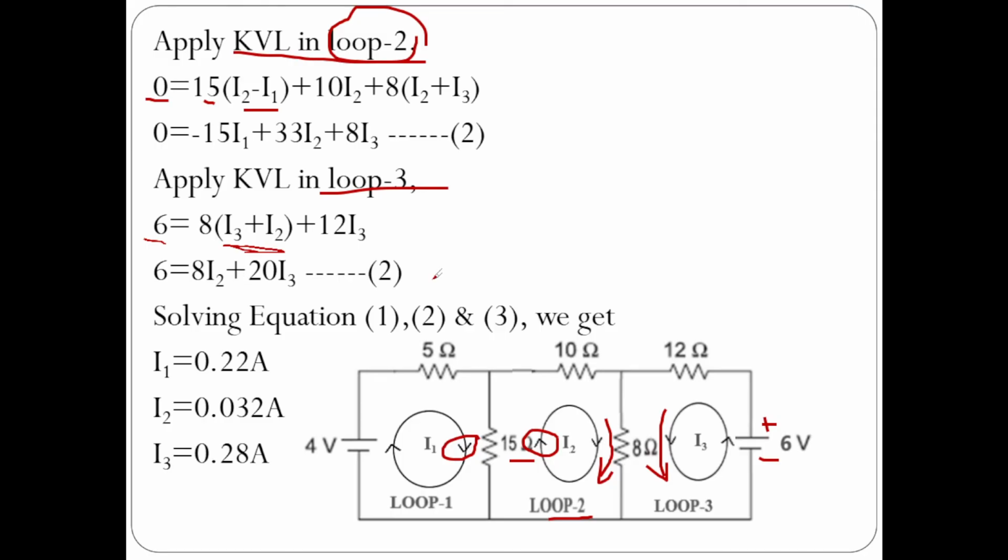Consider it as equation number 3. This is equation number not 2, it is equation number 3. So now solving equation 1, 2 and 3, you will get I1, I2 and I3. So I1 is 0.22 amperes, I2 is 0.032 amperes, I3 is 0.28 amperes.